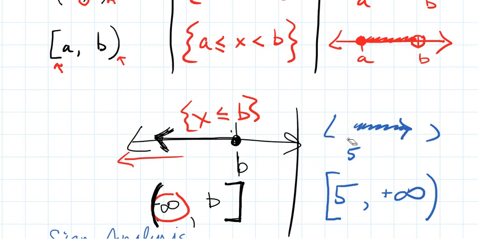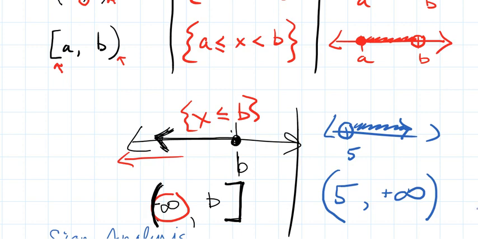And if this dot right here was open, then this bracket would be open as well. It would be rounded. Okay? Understand?